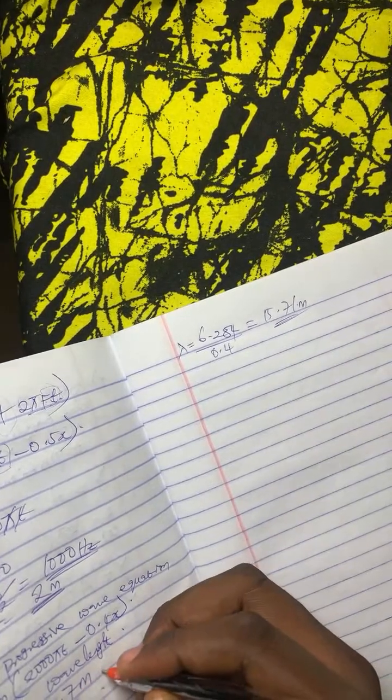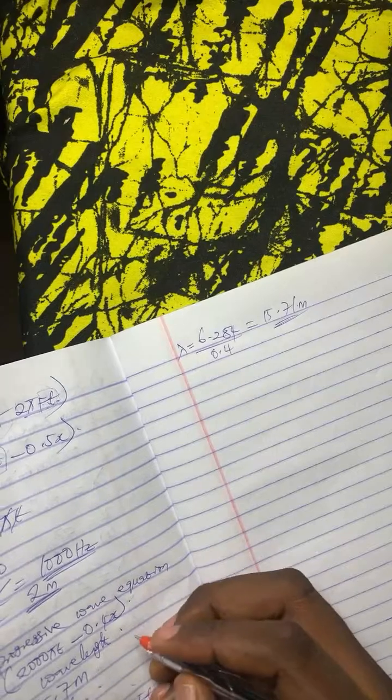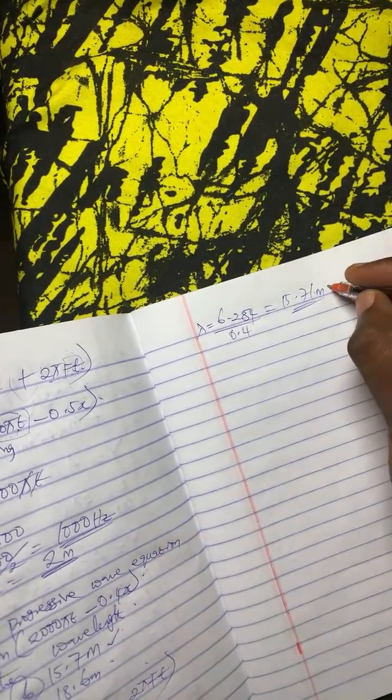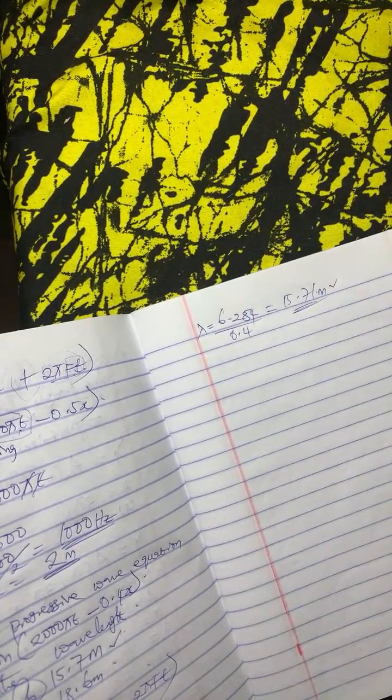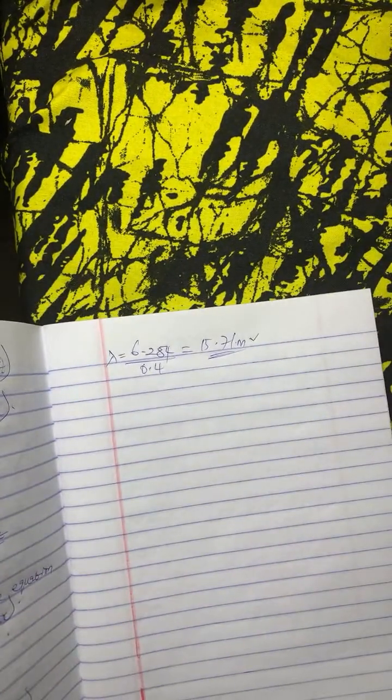Which one do we have? 15.71. So I have 15.71 meters, which is this option. So I will take it. That's my answer. I've calculated my what? My wavelength. Are we together now? Now let's solve one more question in this particular wave equation.